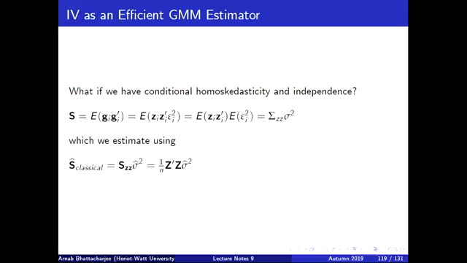So now let us look at a few features of this efficient GMM. IV as an efficient GMM estimator. Suppose we had conditional homoscedasticity and independence, then we can use IV. What is IV? So in this case, your S is expected value of g_i g_i prime, and you are just picking up these epsilon_i squares here. Okay, so this thing is just this quantity here, right? Okay, and this we can estimate easily using your classical estimator. Okay, classical IV estimator. Okay.